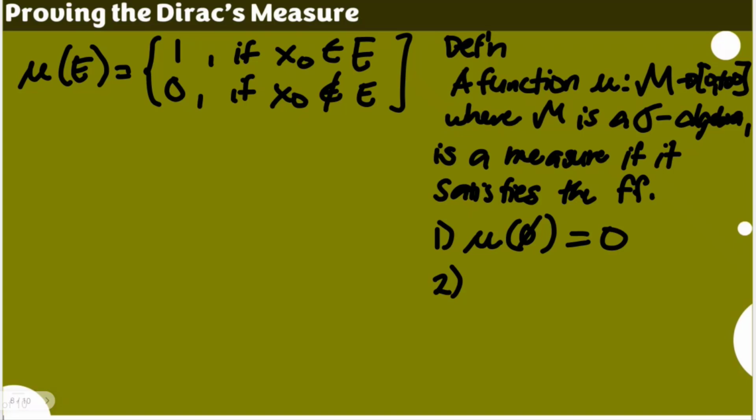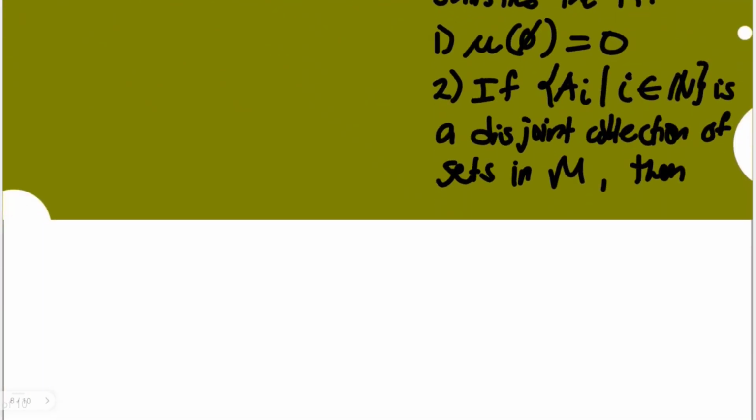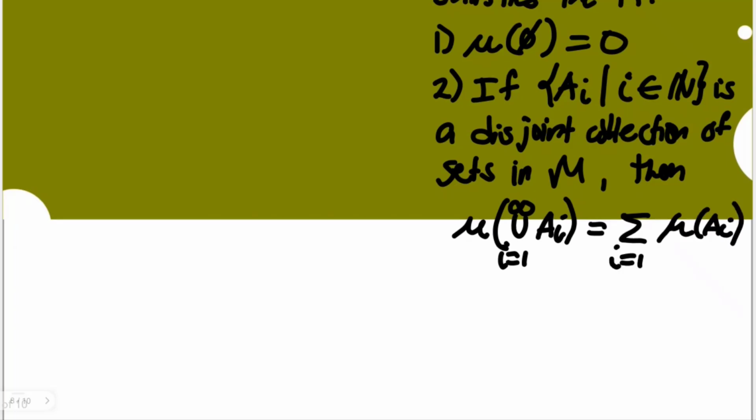And the second condition is, if we have the set of a sub i, where i is an integer, a disjoint collection of sets in M, or your script M, then it should satisfy this form. We have the mu of the union of a sub i, for i from 1 to infinity, meaning the union of the disjoint collection of sets must be equal to the summation of the mu of the a sub i's, where i starts from 1 to infinity. We will be showing this later as well. Now, let's try to start.